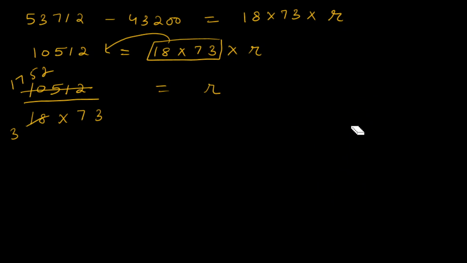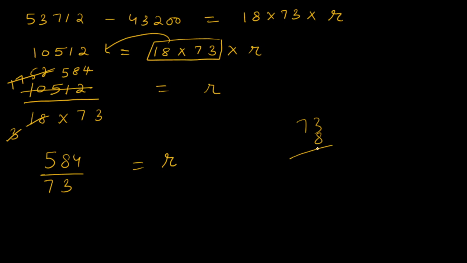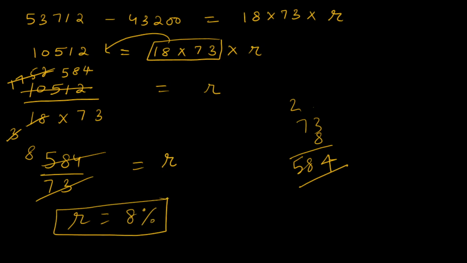Then we can do cancellation on 3's table, I think. Yes, on 3's table we can do 3 into 5 is 15, 25. 3 into 8, 3 into 4. So 584 by 73 is equal to R. So 73 into 8, 8 you are telling me, right? So this directly you can divide also. Yes. So 73 into 8. So R we got equal to 8%. R is equal to 8%.